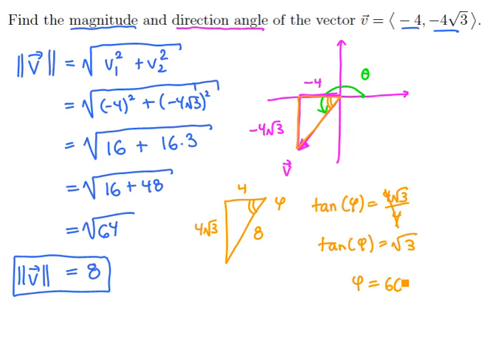So now we know the reference angle. This angle here is 60 degrees. Since this portion of the angle contributes 180 degrees, we'd have 180 degrees plus 60 degrees for a total of a direction angle of 240 degrees. However, since this is a trig class, we never use degrees, so we can convert this into radians as 4 pi over 3. And so there would be our direction angle.